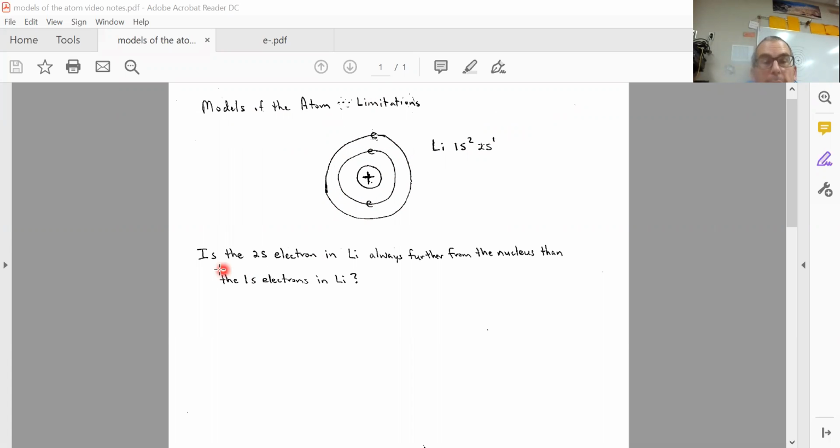So the question is, is the 2s electron in lithium always further from the nucleus than the 1s electrons in lithium? In other words, do these electrons orbit the nucleus much like planets would orbit the sun, or is that motion more random and more complex? So I think we've got to go to an example to explain that.